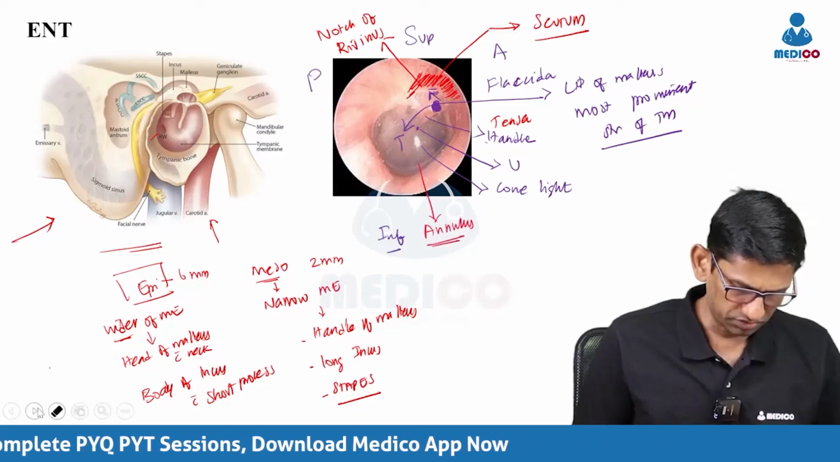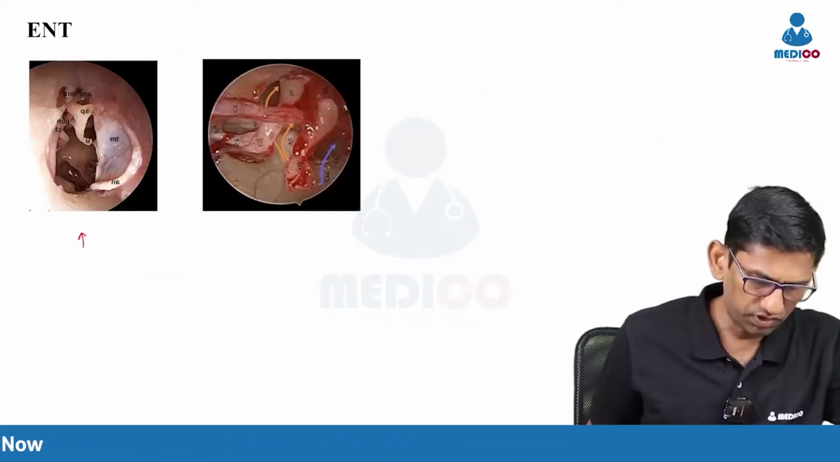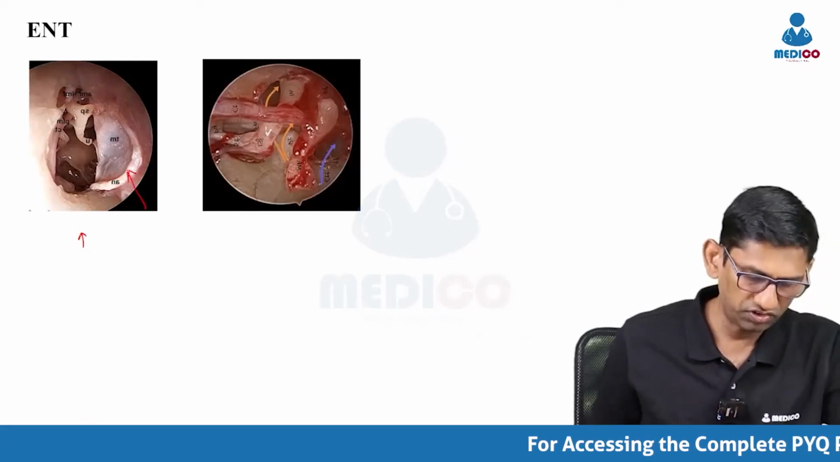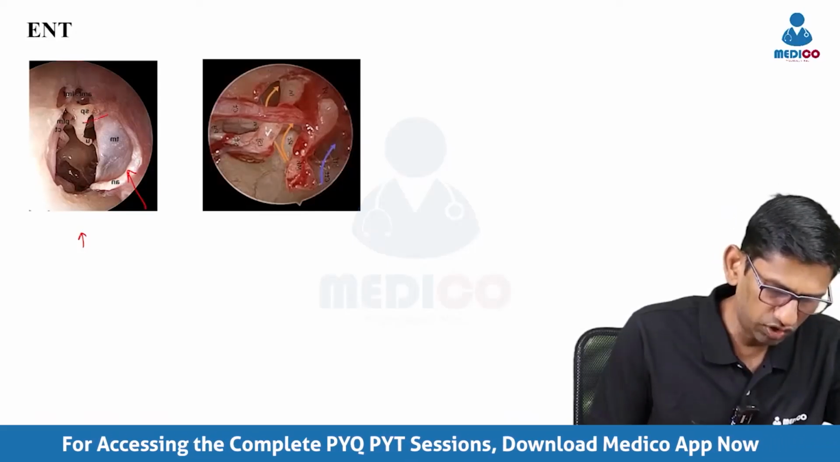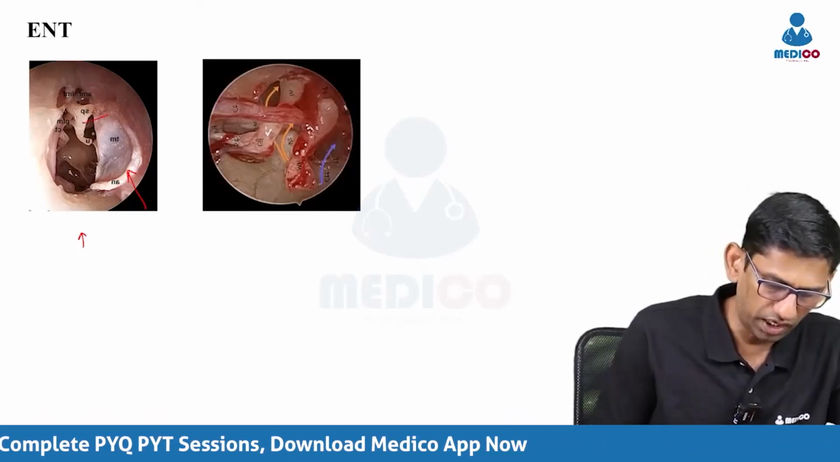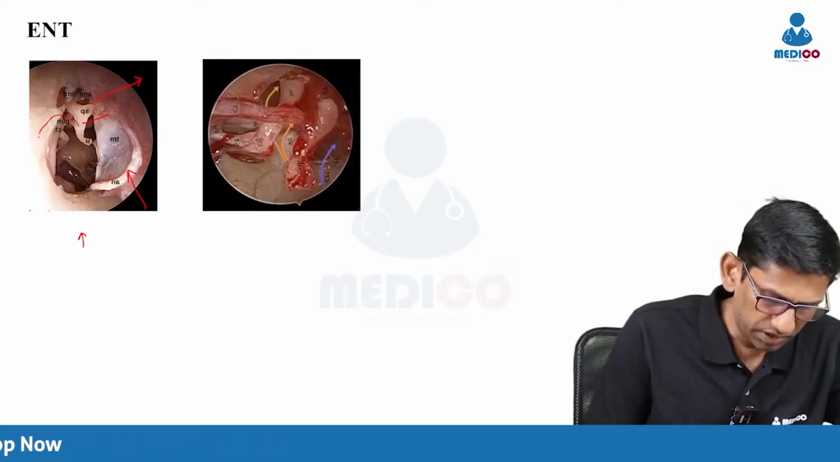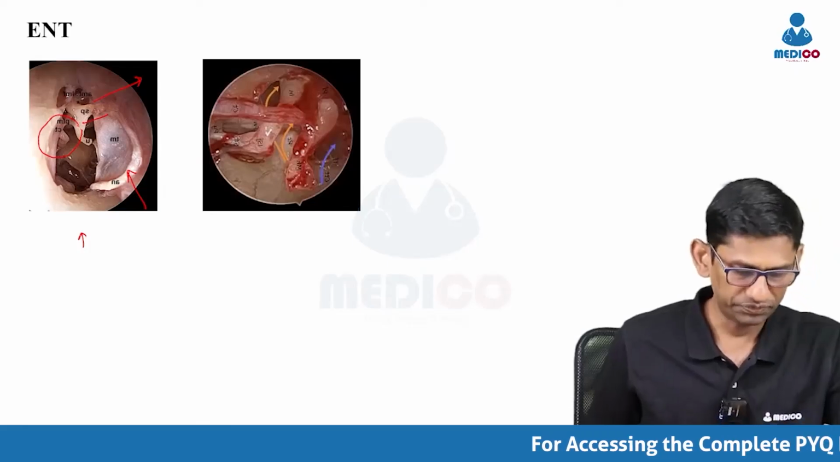Let's go with the other pictures. See this. After peeling the tympanic membrane with the annulus, the pars tensa with its annulus is peeled away. Very clearly seen are the handle of the malleus with the lateral process and the umbo. This is the lateral process. And postero-superiorly, we can very clearly see the incudostapedial joint assembly.